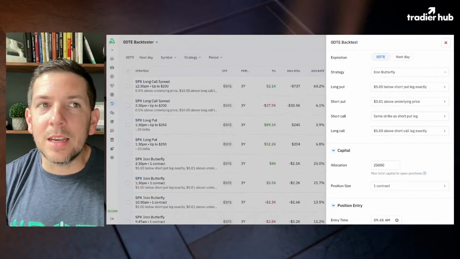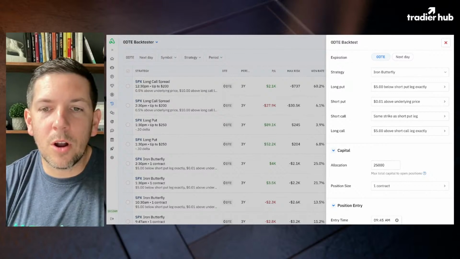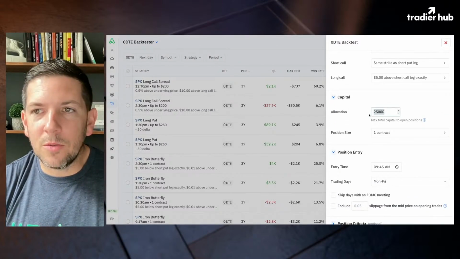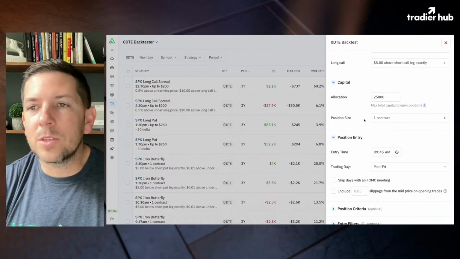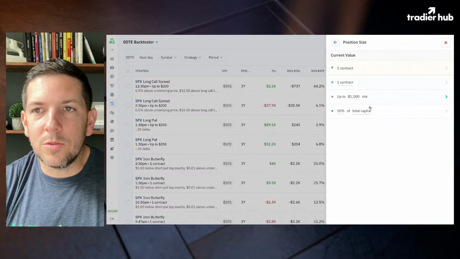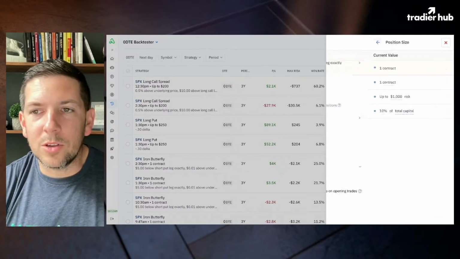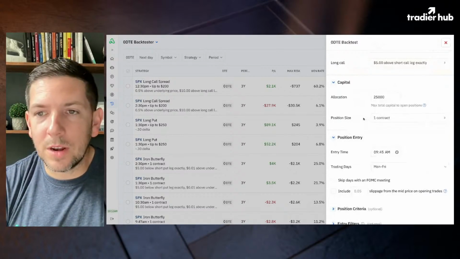And again, this is just an idea. We're just testing out an idea to see if this potentially works for our particular strategy. Then we'll do a starting capital allocation. So we can start with $25,000, whatever the case is. Position size, we can just do one contract for now. So you can mess around with this if you want to. You can do up to certain risk amounts for this if you wanted to, like up to $500 of risk or $300 of risk, whatever it is.